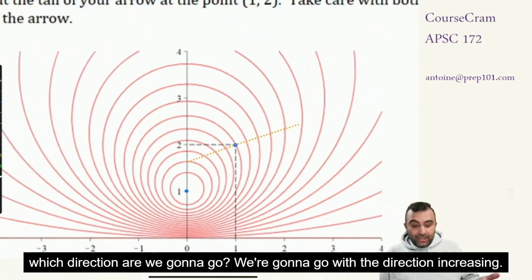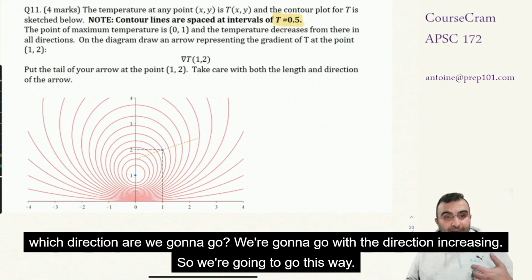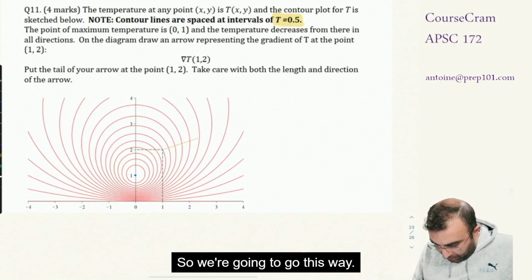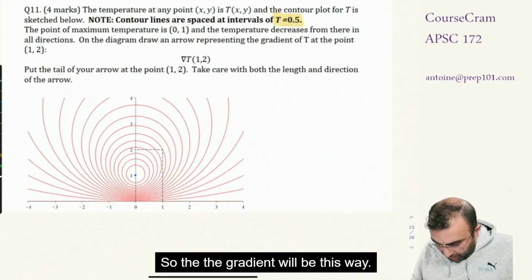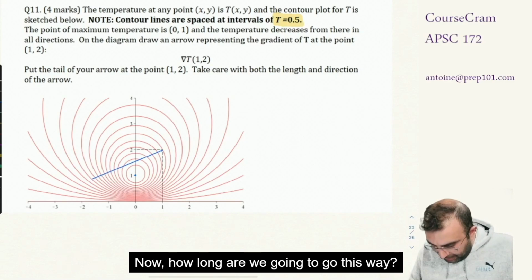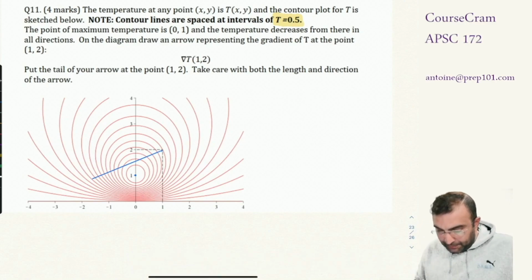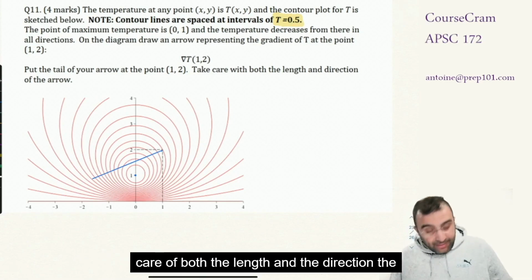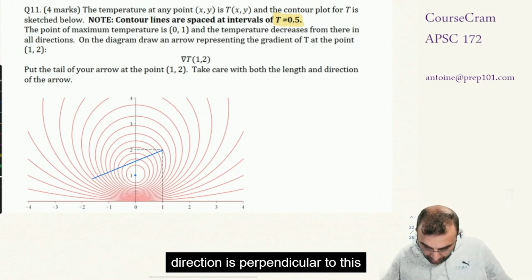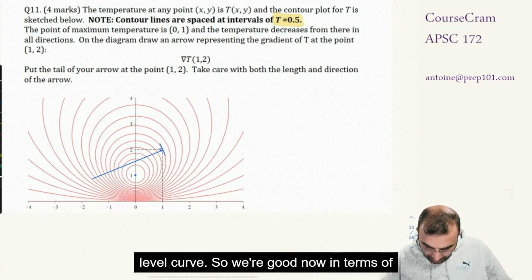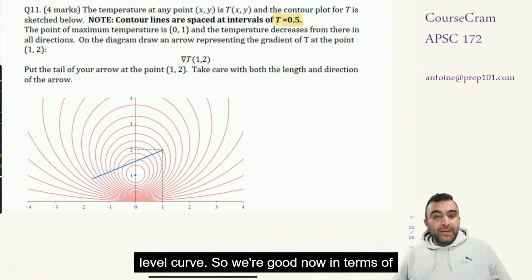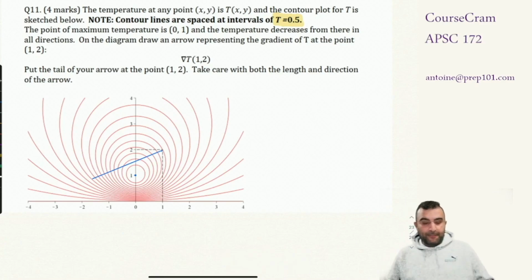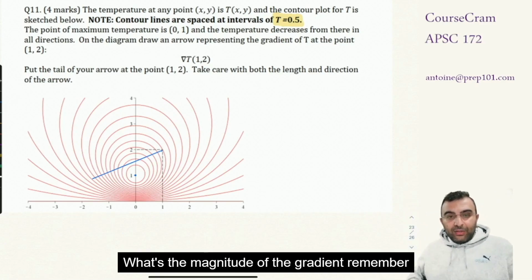Now, in which direction are we going to go? We're going to go with the direction increasing. So we're going to go this way. So the gradient will be this way. Now, how long are we going to go this way? Put the tail of your arrow at the point (1, 2). Take care of both the length and the direction. The direction is perpendicular to this level curve, so we're good. Now, in terms of length, okay. What's the magnitude of the gradient?